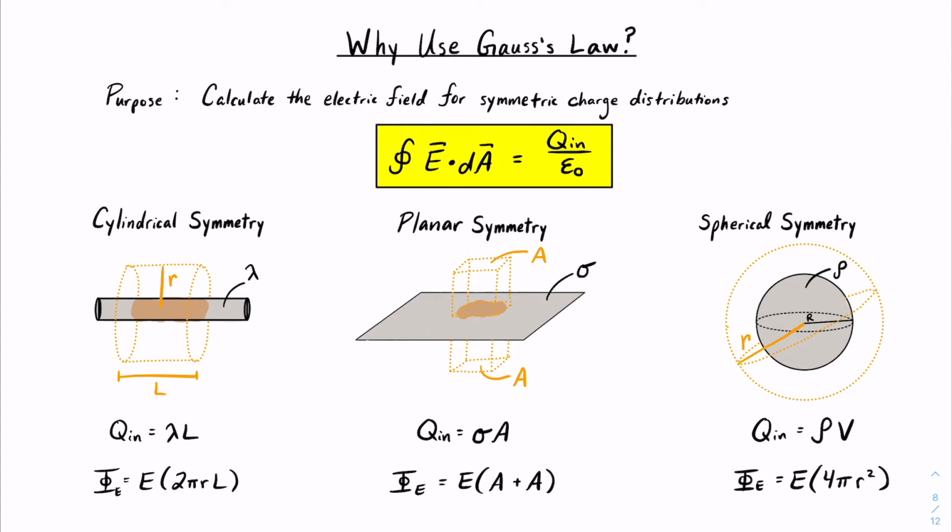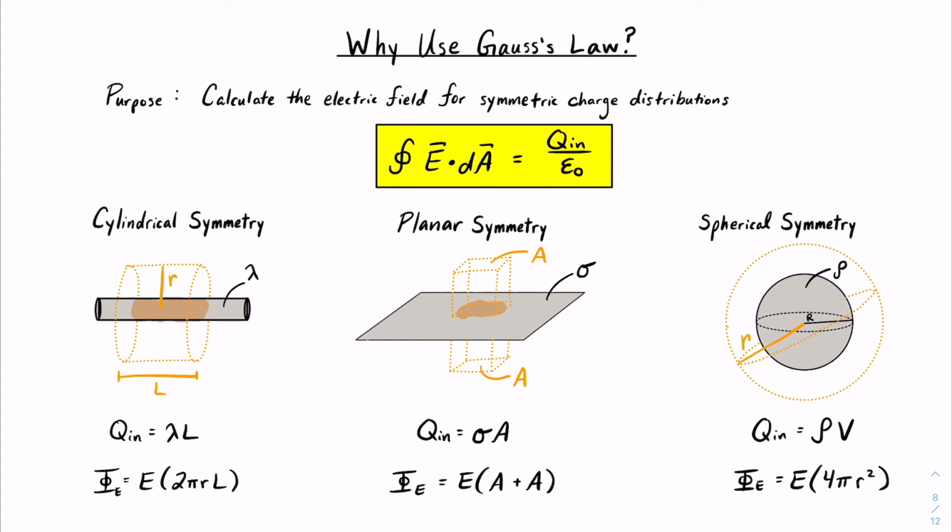For our planar symmetry, we have flux going through both the top surface of our box and the bottom. So our flux is going to be E, whatever the electric field is, times this area plus this area, because we need to take into account both this upper and lower portion. For our sphere, we have flux going through our Gaussian sphere, and so the actual equation for flux is going to be our electric field times the surface area of our sphere, which is 4 pi r squared.